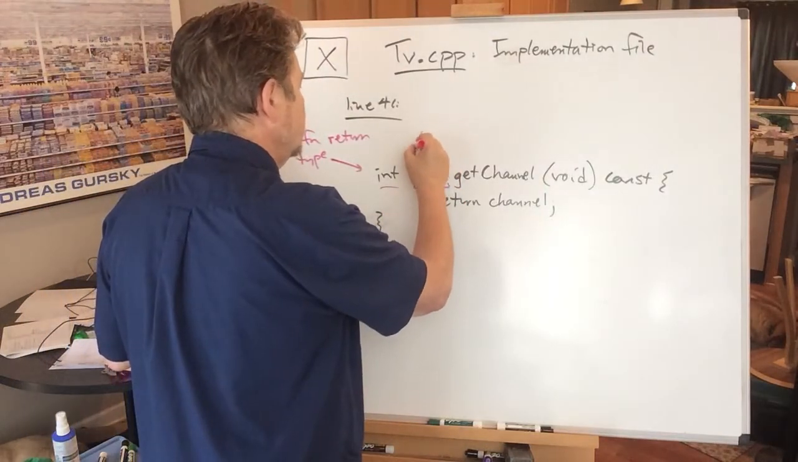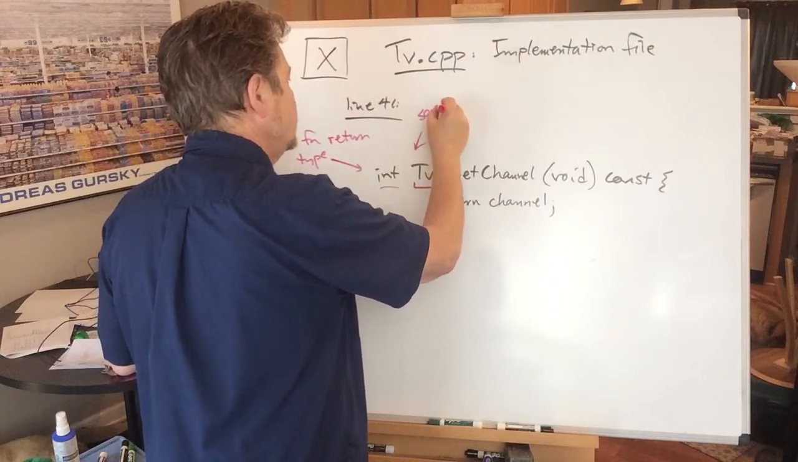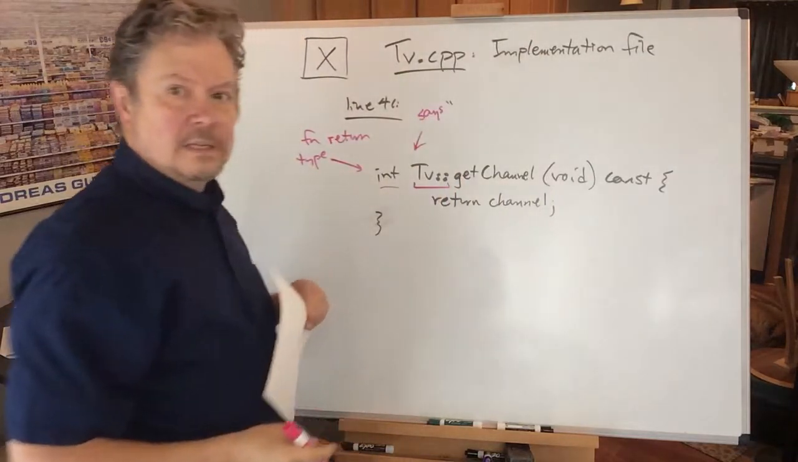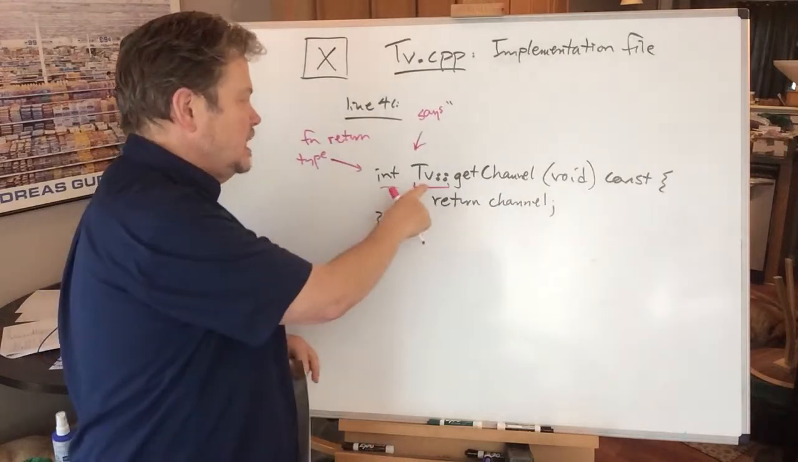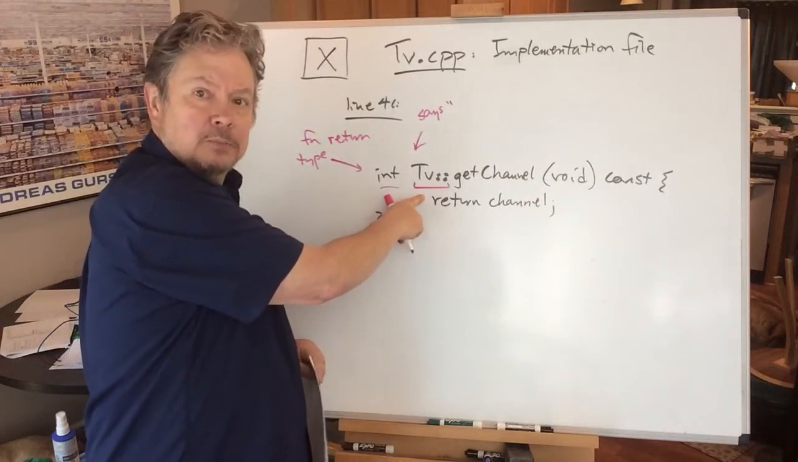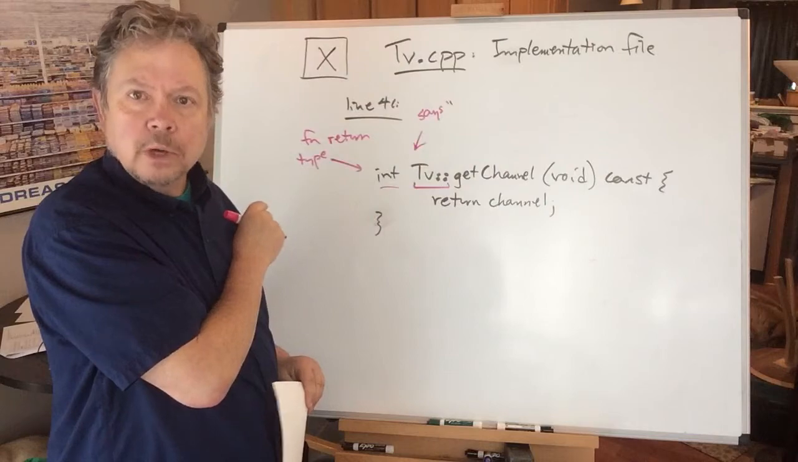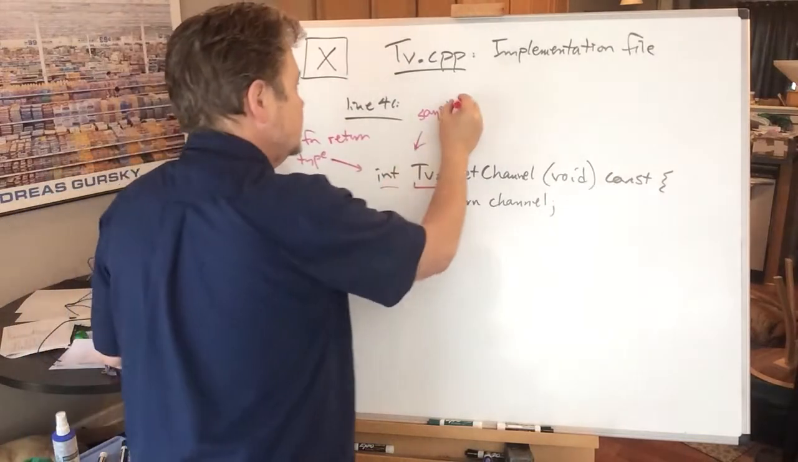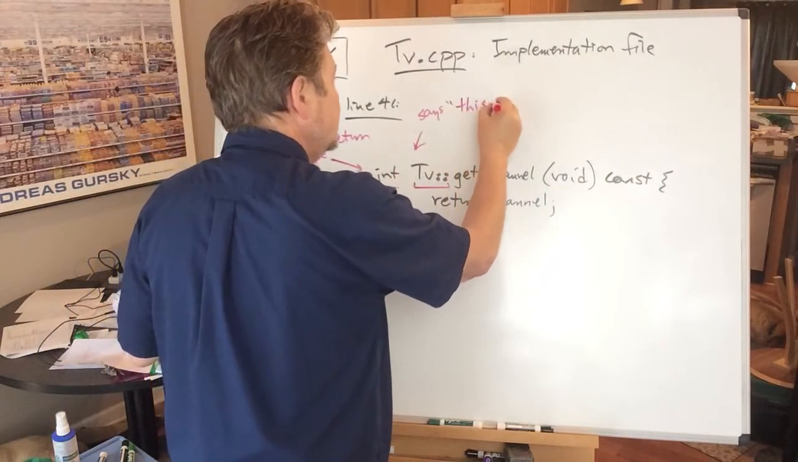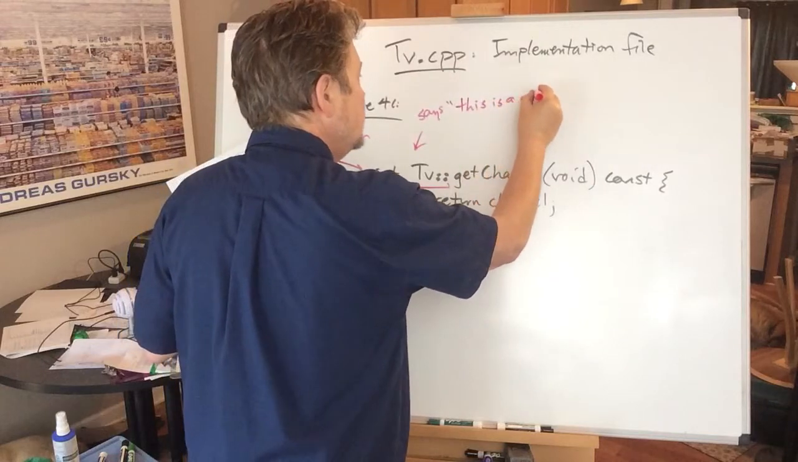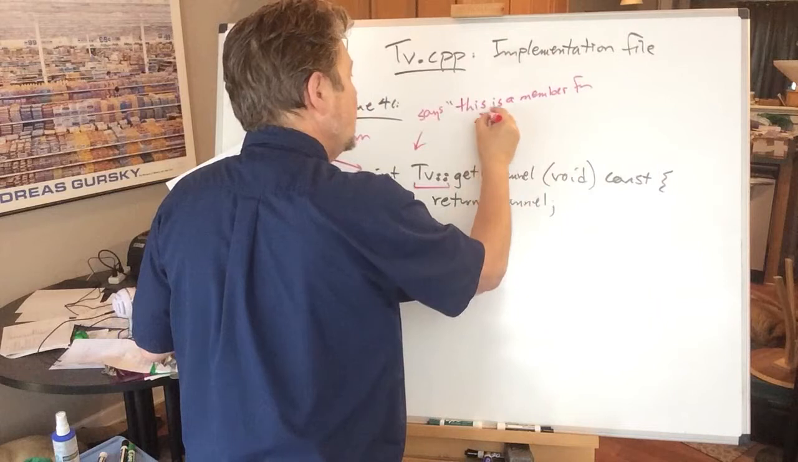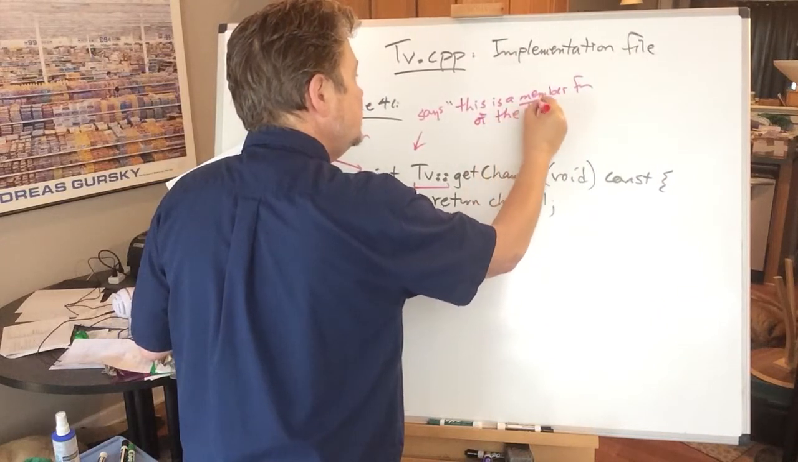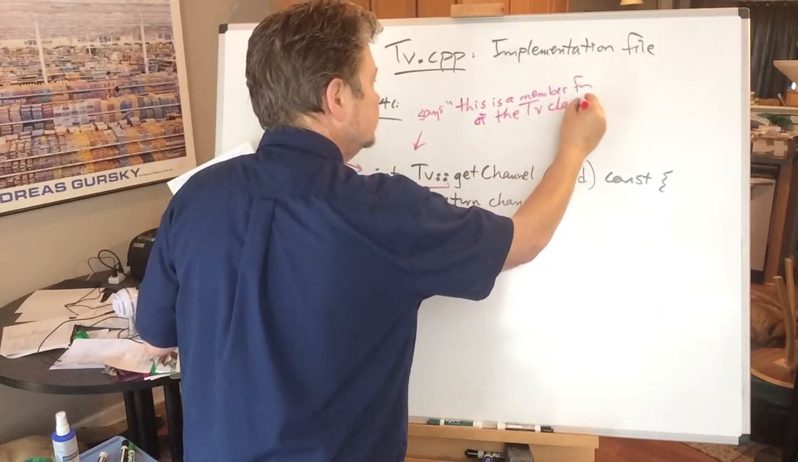This is talking to the compiler. What does it say to the compiler? It says this function is a member function of the TV class. That's precisely what TV colon colon says. It says, this is a member function, abbreviated FN, of the TV class.